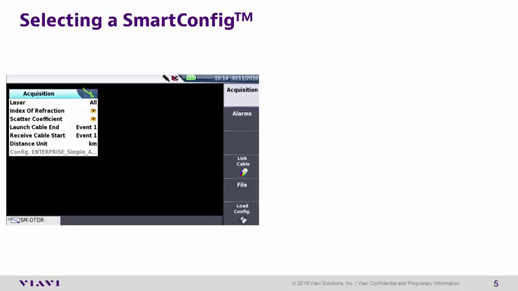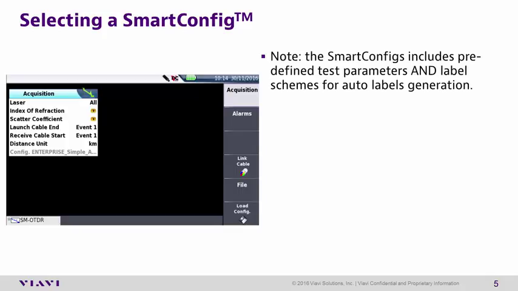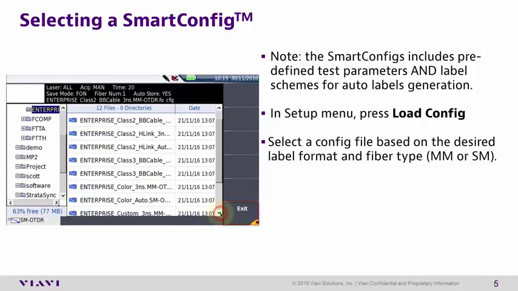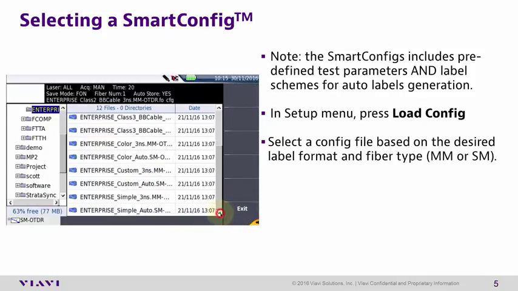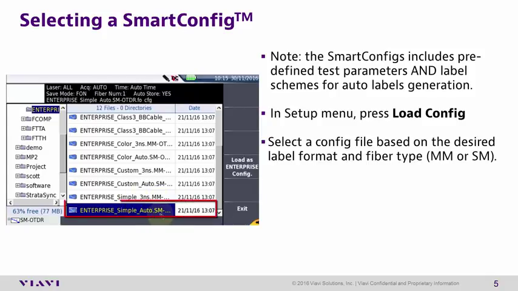Selecting a smart config. The smart configs include predefined test parameters and label schemes for auto label generation. In the setup menu, press the Load Config icon. Then select the config file based on the desired label format and fiber type, multi-mode or single mode. For the purposes of this demo, we are going to use the Enterprise Simple Auto Single Mode Smart Config file.